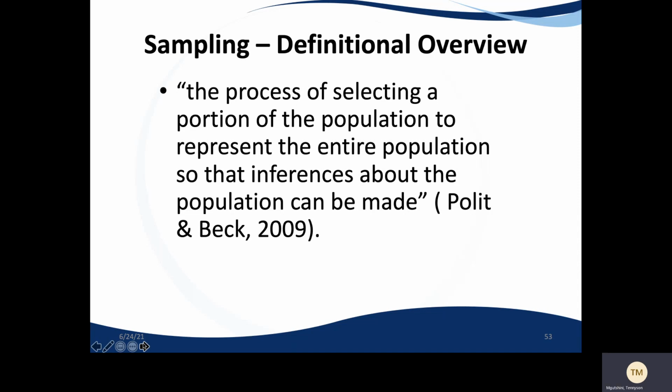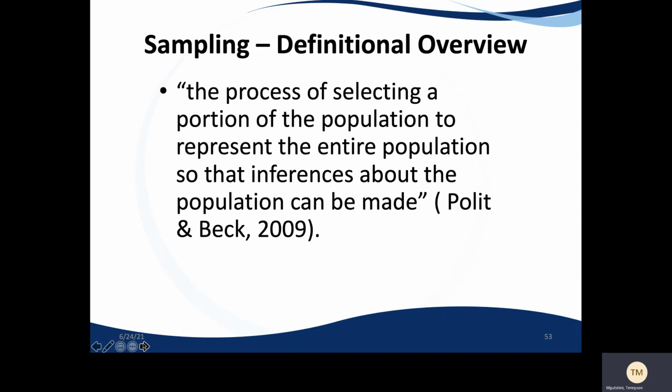So as always, we begin with a definitional overview of what it is that we're looking at. We're focusing on sampling, and Pollitt and Beck, who are very well-known research writers, particularly in the health field, define sampling as a process of selecting a portion of the population to represent the entire population so that inferences about that population can be made. So key standout things here are that it's a process, and it is a process of selecting only a proportion.